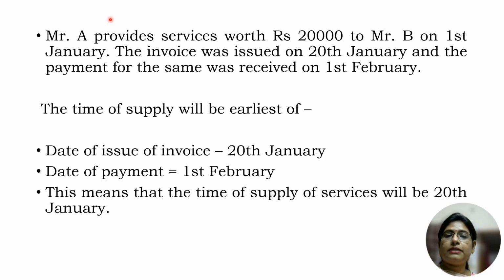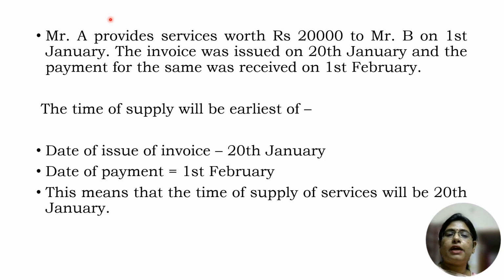Mr. A provides services worth rupees 20,000 to Mr. B on 1st January. The invoice was issued on 20th January and the payment for the same was received on 1st February. In the present case, we need to first check if the invoice was issued within the prescribed time. The prescribed time is 30 days from the date of supply, that is 31st January. The invoice was issued on 20th January. This means that the invoice was issued within the prescribed limit.